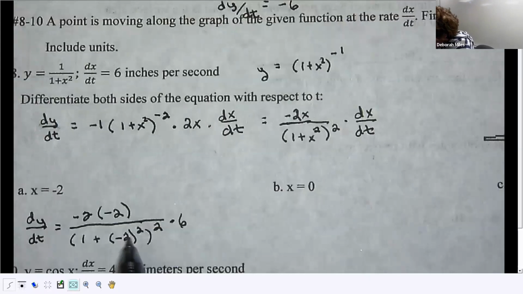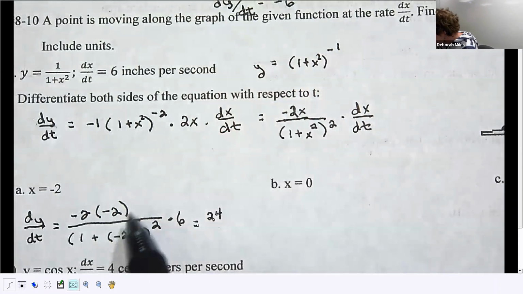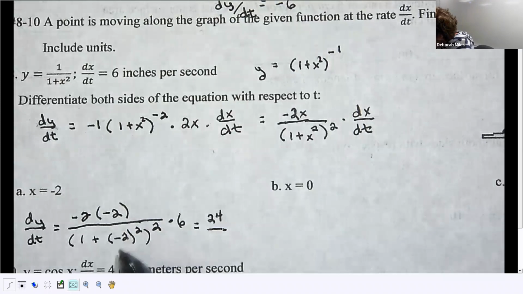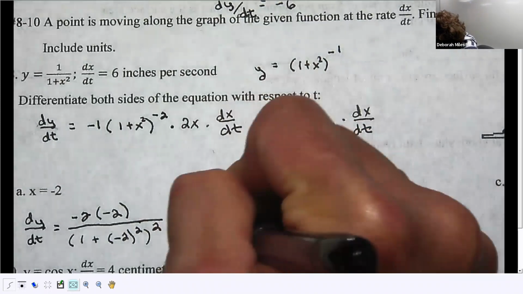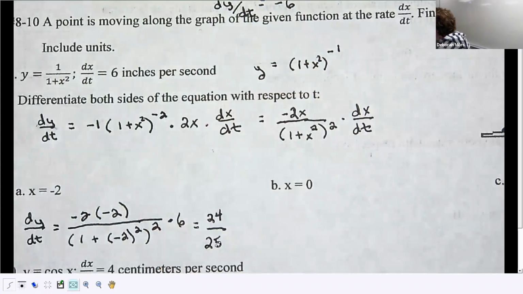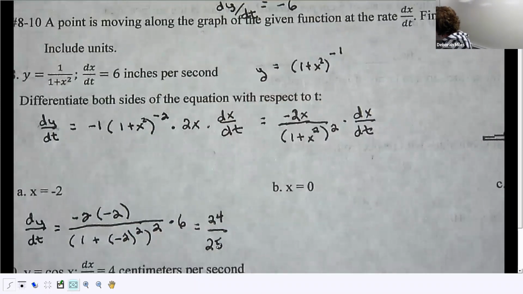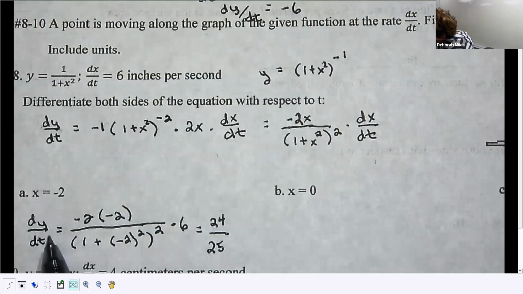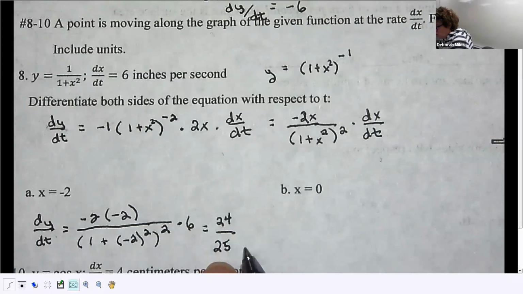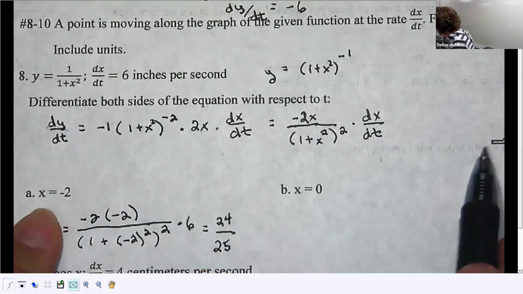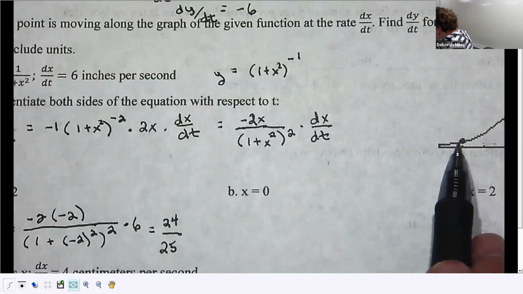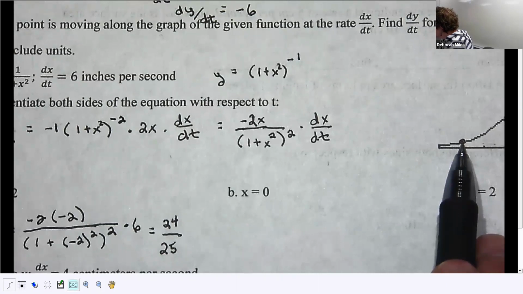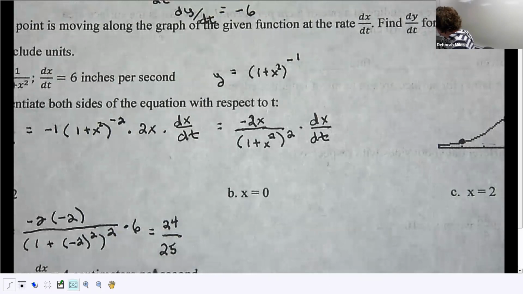And what would that clean up to be? 24, because -2 times -2 times 6 is the 24. And in the denominator, 1 plus 4 is 5. 5 squared is 25. So the change in vertical distance with respect to t is positive. When x is -2, is that marble rolling uphill? Yeah, that's why dy over dt is positive.